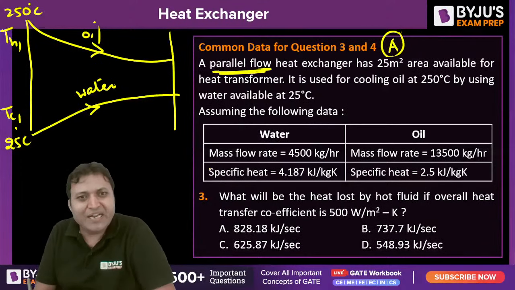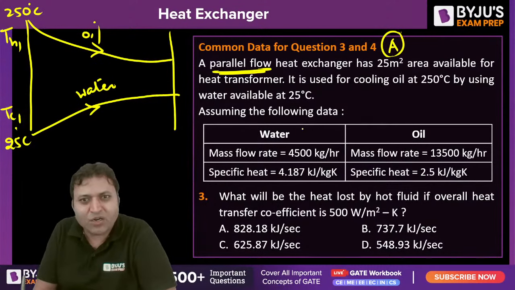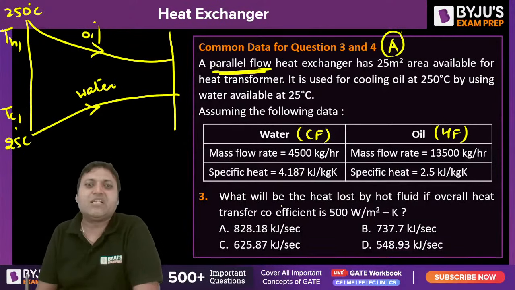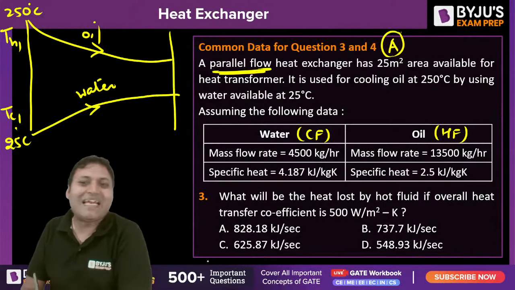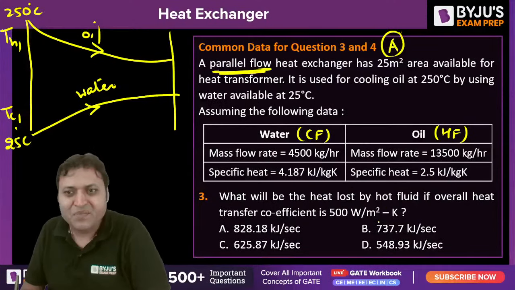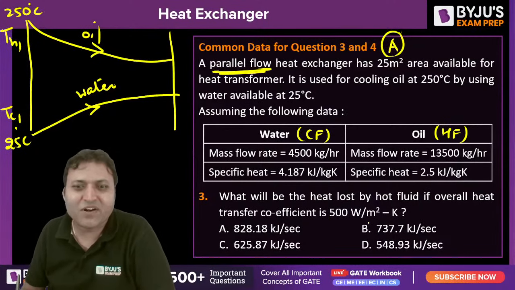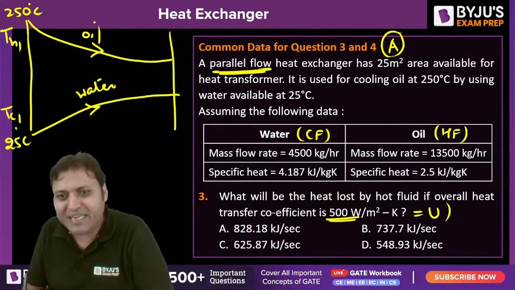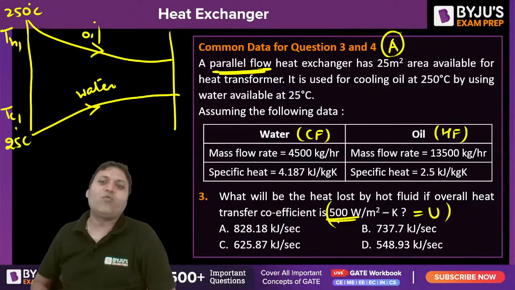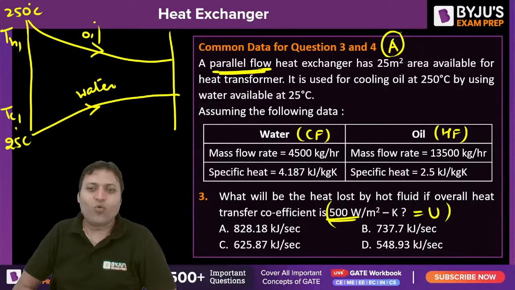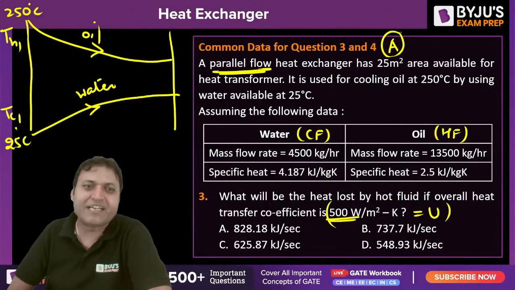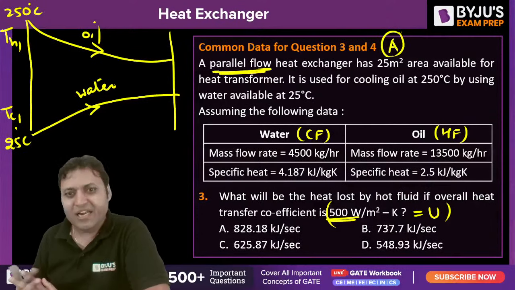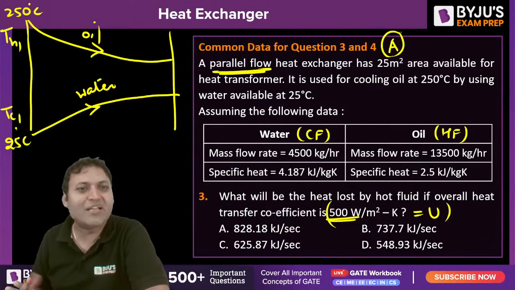Now assume the following data: mass flow rate of water. Water is the cold fluid, oil is the hot fluid. Mass flow rates and specific heats are given. What will be the heat lost by the hot fluid if the overall heat transfer coefficient is 500 watt per meter square Kelvin? If U is given as 500 watt per meter square Kelvin, then what will be the rate of heat transfer, or the heat lost by the hot fluid? Heat lost by the hot fluid is equal to heat gained by the cold fluid.